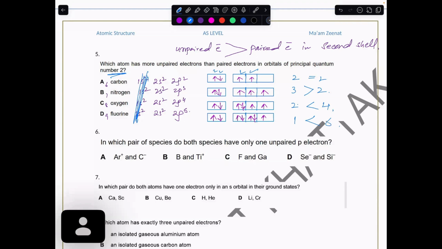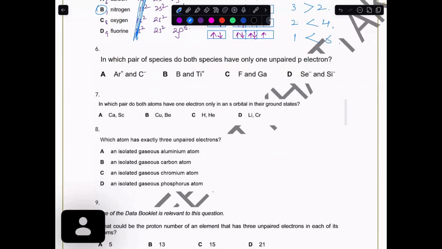And what are we searching for? These are unpaired and these are what? Paired. So unpaired more than paired. The answer is what? B. In which pair do both species have only one unpaired P?